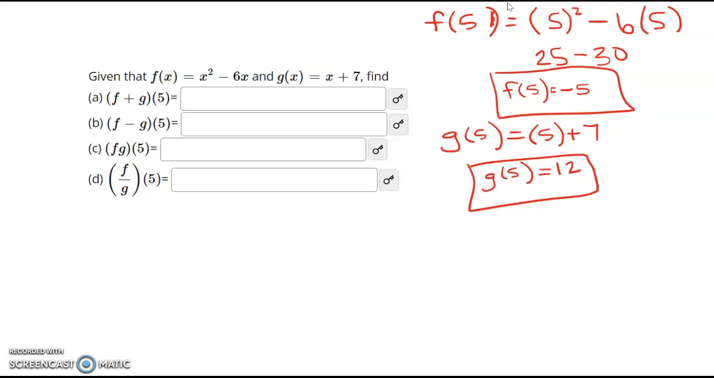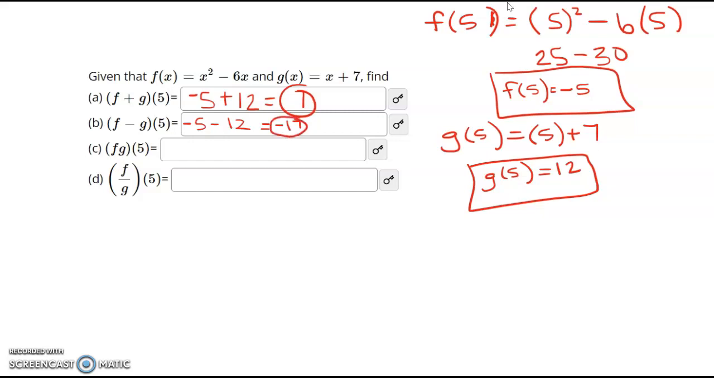So f plus g of 5, that just is like f of 5 plus g of 5. So we can do negative 5 plus 12, and we'll get 7. So 7's the answer on that one. Okay, f minus g of 5. So f of 5 is negative 5. This time we're minusing g of 5, so minus 12. Negative 5 minus 12, we're going to get negative 17 because we start down 5 and we're going down 12 more.